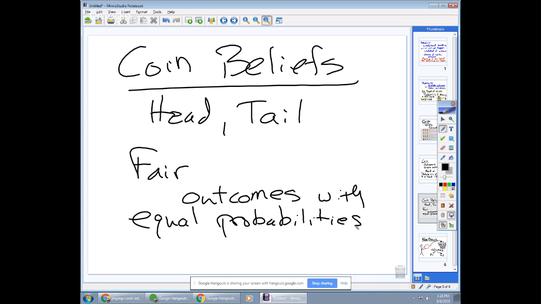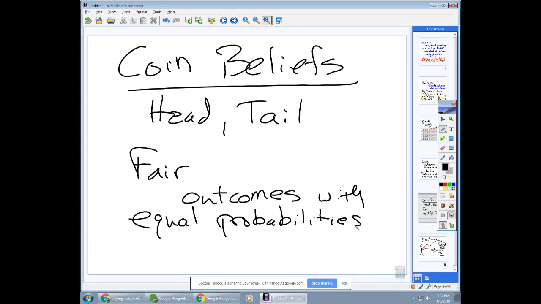Could it land on its edge? So there's kind of a third side to a coin. There's the head, the tail, and the edge. Now, with a lot of coins, it's very hard to balance it on the edge, so having it land there seems pretty unlikely. So we can give that likelihood back to the head and the tail. But it's possible. It's in the realm of possibilities. It's just unlikely, right? It's right up there with me getting to the NBA. It could happen, but it probably isn't going to happen.